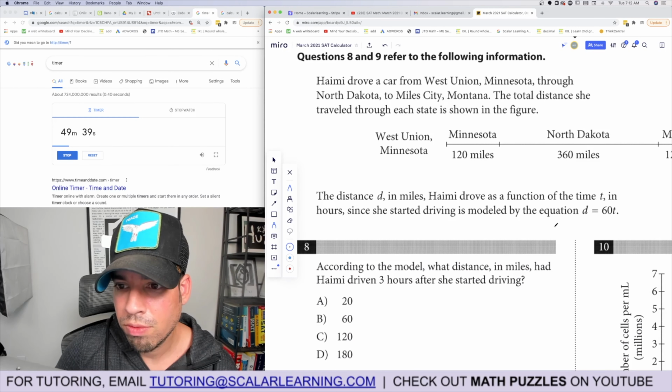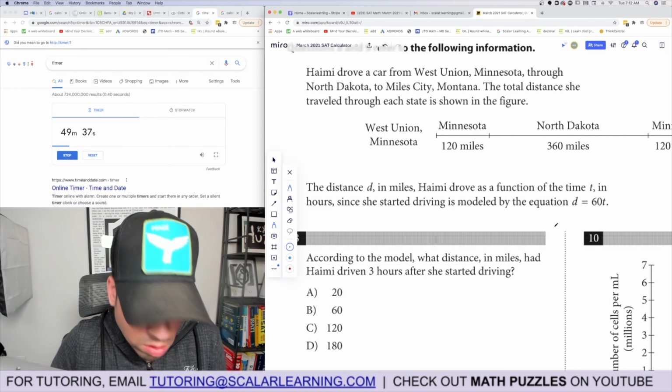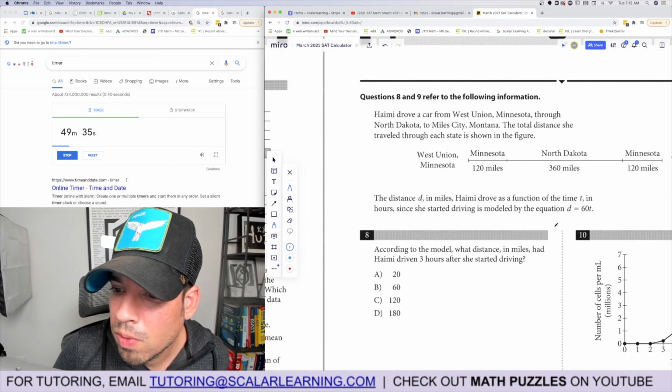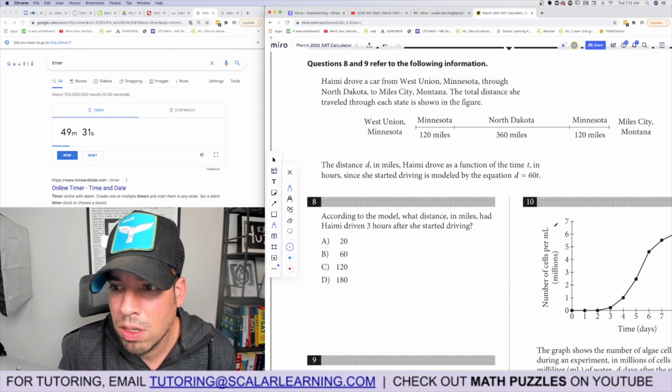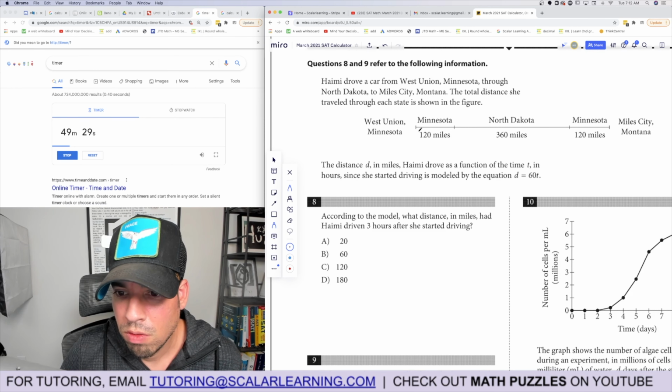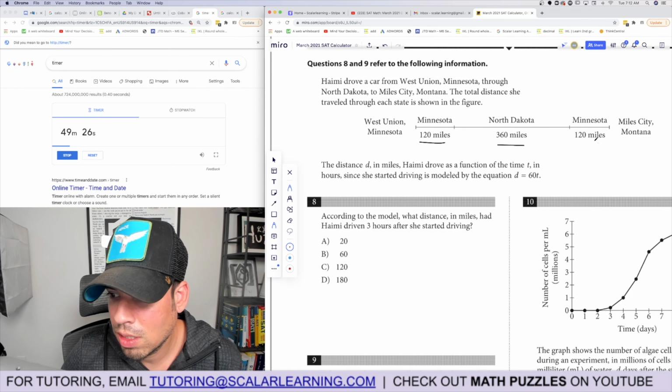Hammy drove a car from West Union, Minnesota through North Dakota. Here, let's zoom out a little bit. The total distance traveled each day is shown. So from here is 120, then 360, then 120.